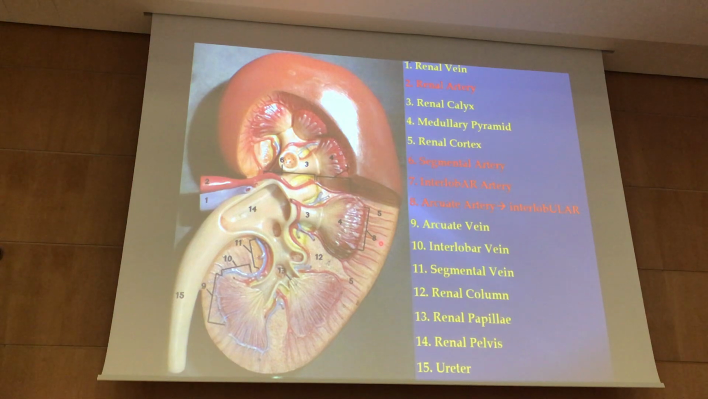Now this interlobular artery is giving twigs to each and every glomerulus. If you are talking about one, it's glomerulus. But if you are talking about more than one, it is glomeruli.